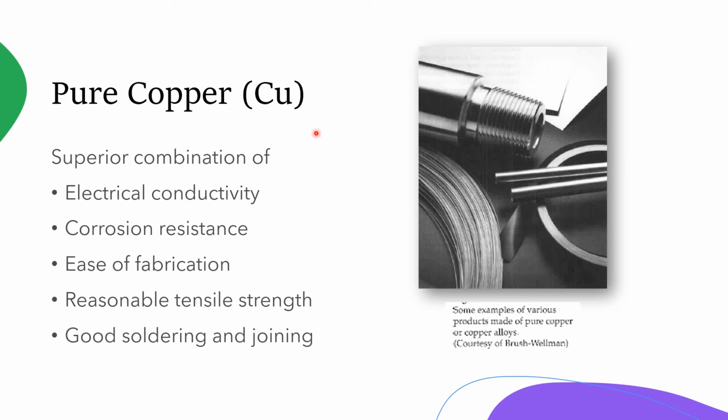Pure copper. Pure copper is pretty good. Why? Because it's a really good conductor. It's corrosion resistant, very easy to fabricate, and has reasonable strength. You can also solder and join it. So, pretty good. This is just showing you some examples of various parts or products that we make out of copper and copper alloy.